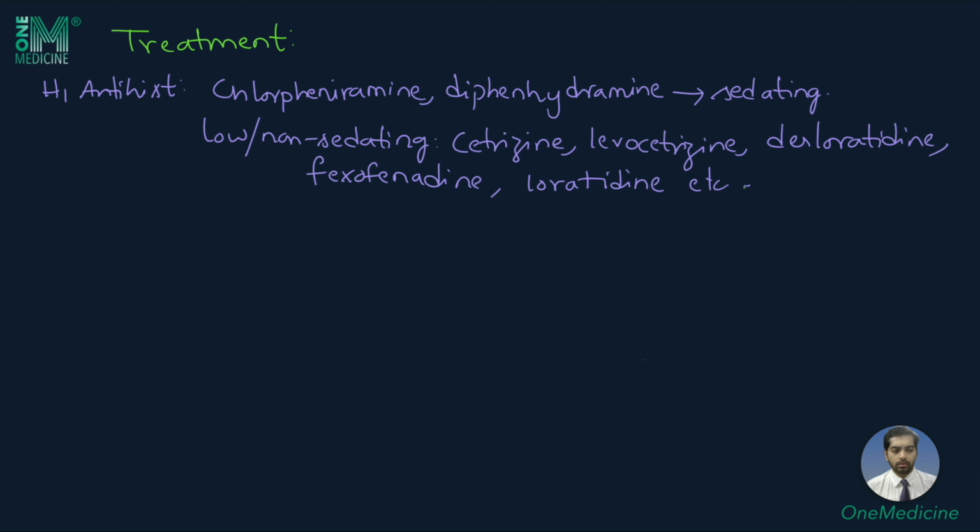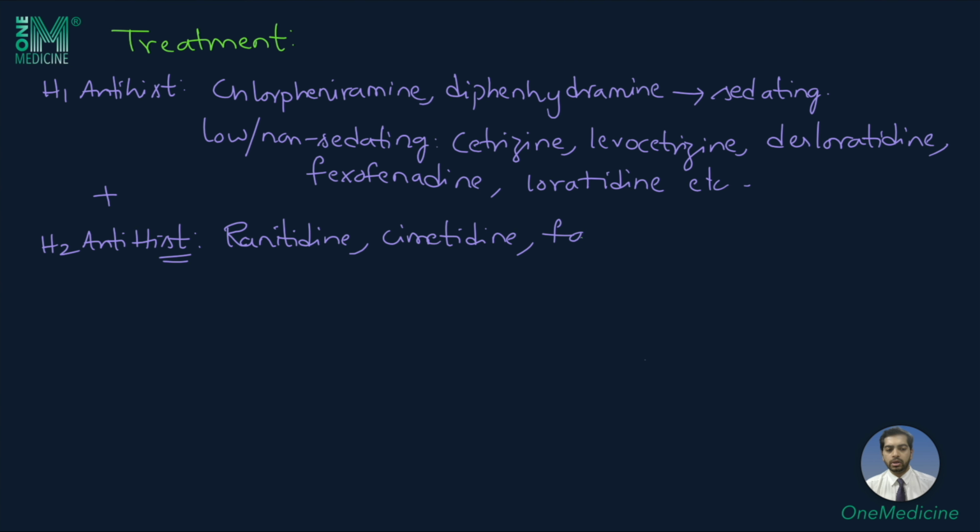Addition of H2 antihistamines to H1 antihistamine therapy is shown to have improved outcomes, and these examples include ranitidine, cimetidine, famotidine. It is important to note that H2 receptor antihistamines are themselves not very effective in treating urticaria, but when they are added with H1 antihistamines, they are shown to have improved outcomes.